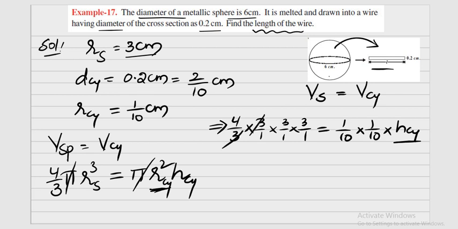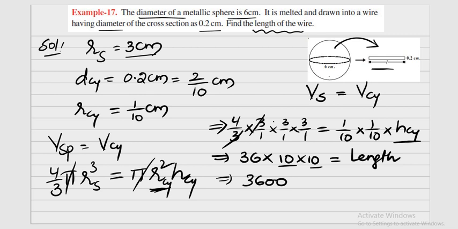So 3 I can cancel out. What am I going to get? 4 3s are 12, 12 2s, so 3 3s are 9, 9 4s are 36. So this is nothing but 36. Already 1 by 10, 1 by 10; if I transpose, it becomes 10 into 10 is equal to the length of the wire. So 36 into 10 into 10. 10 tens are 100, so this becomes 3600 centimeters. This is the length of the wire.